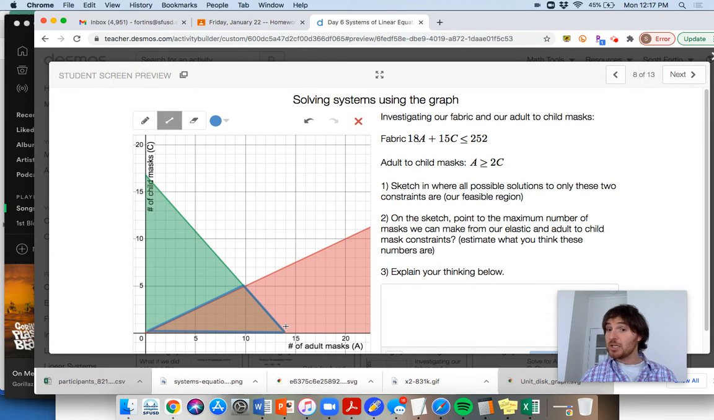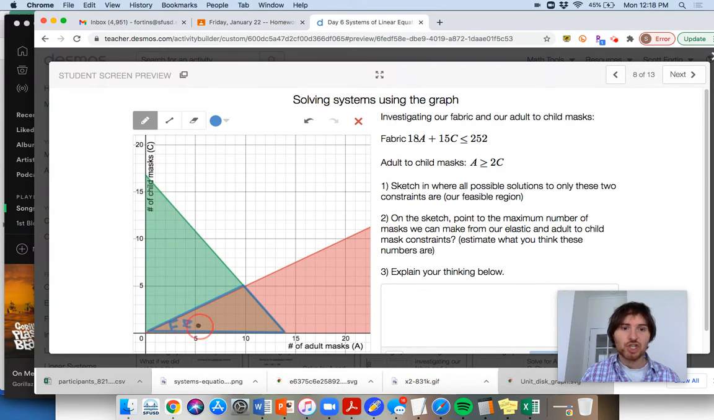Well, the situation of the problem calls for you making masks. And can you have negative amounts of masks? No, no. So there are some unspoken constraints, right? That your x's need to be greater than or equal to 0, and your y's need to be greater than or equal to 0. I should have said the equal part here. But this is your feasible region.